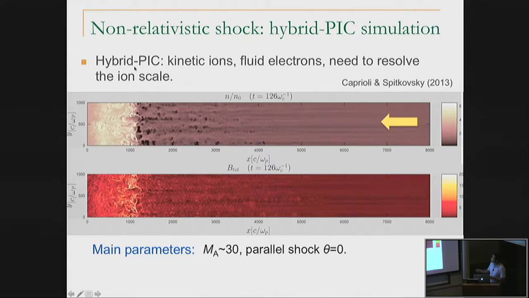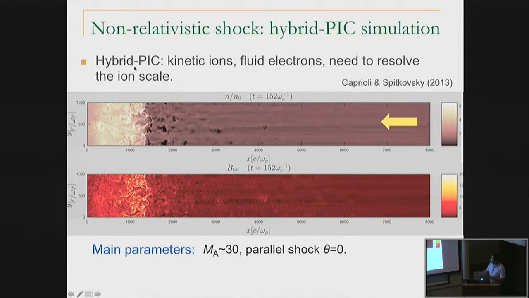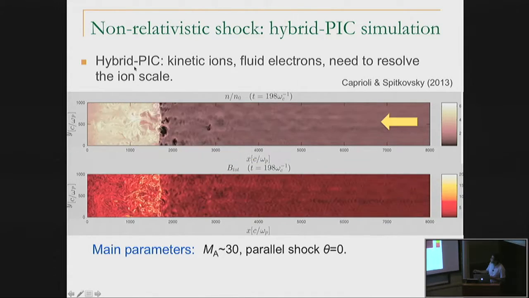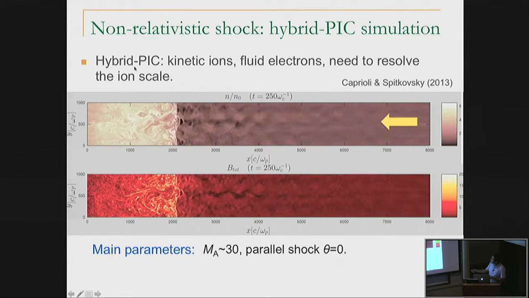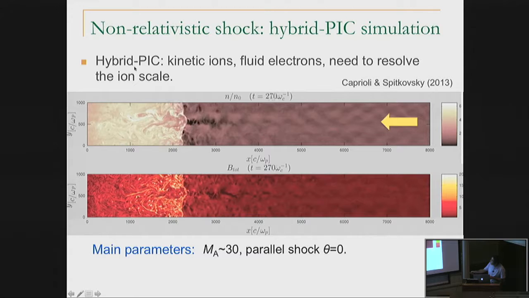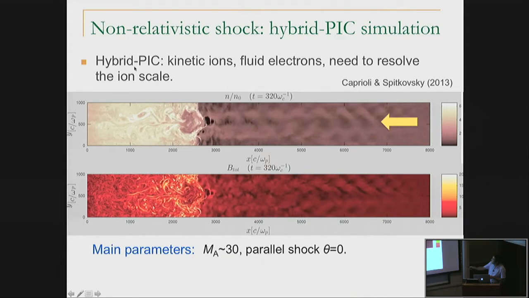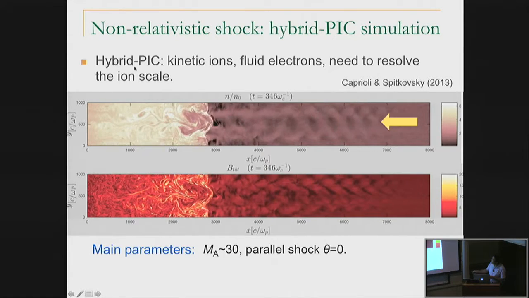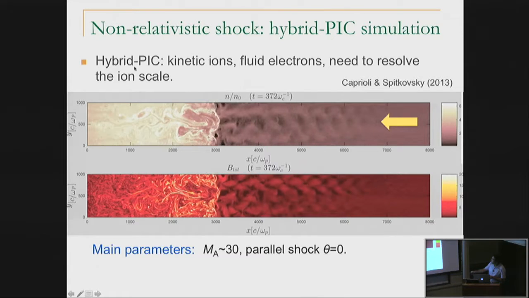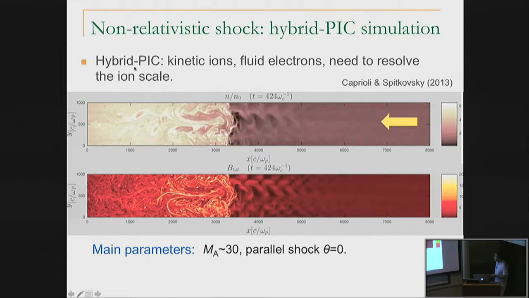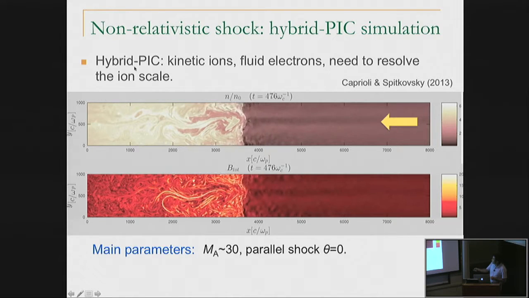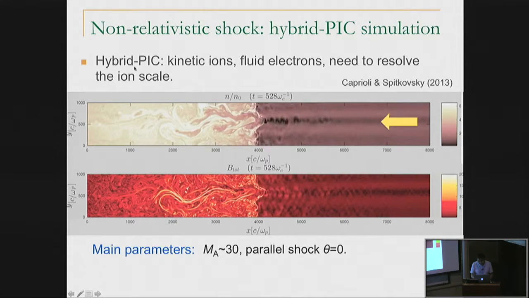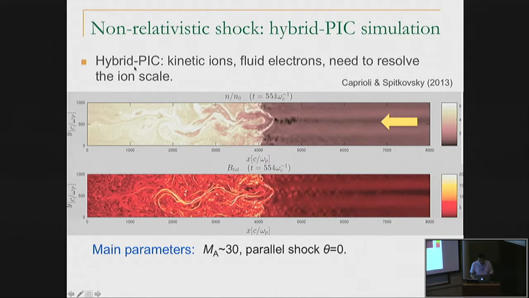And you can see that as the flow approaches the shock and gradually becomes nonlinear, in the gas density, it tends to produce cavities at a certain point. And in the meantime, filaments. The standard parameter for this one is a parallel shock. Alfvén Mach number is 30. So everything is great, it's self-consistent.